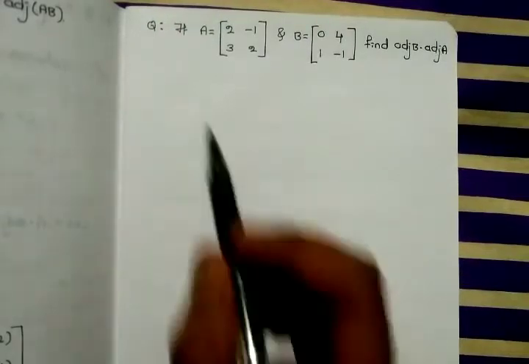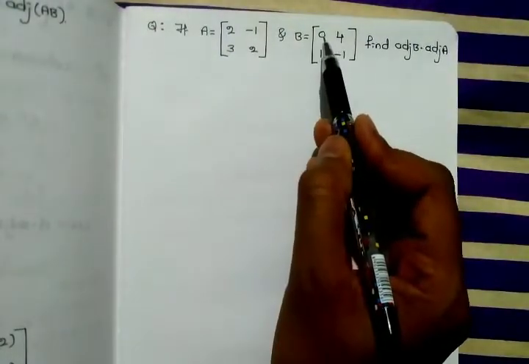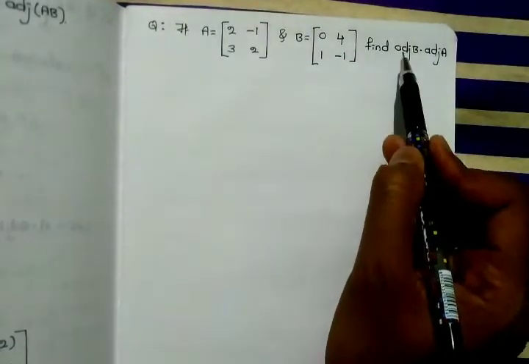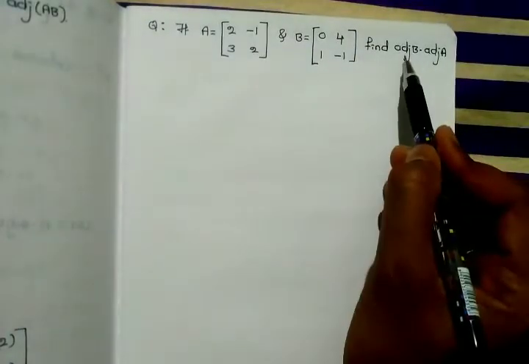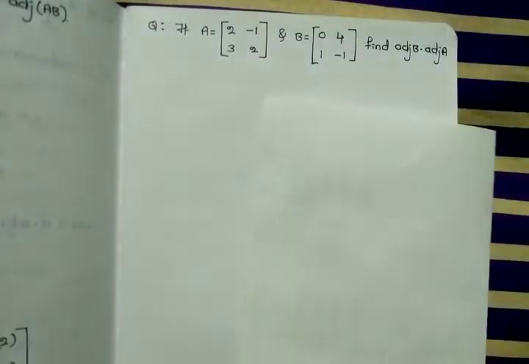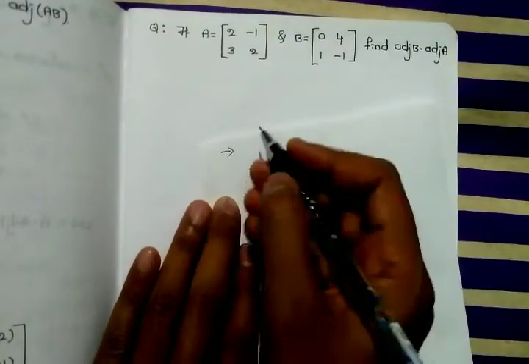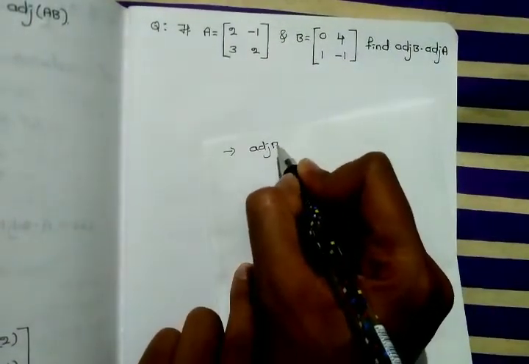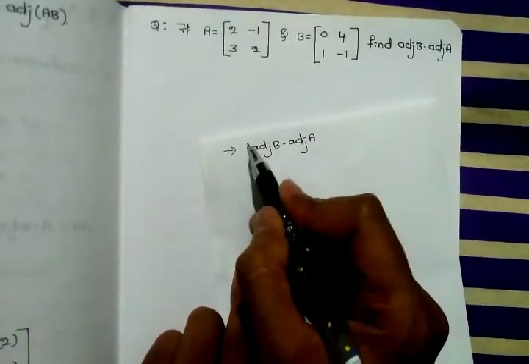Next question, if A is equals to 2 minus 1, 3, 2 and B is equals to 0, 4, 1 minus 1, then find adjoint of B into adjoint of A. So to find out this adjoint of B into adjoint of A, we need to follow the following steps. See, step number 1, here in this example, you need to find out adjoint of B into adjoint of A. So you don't know adjoint of B, correct?